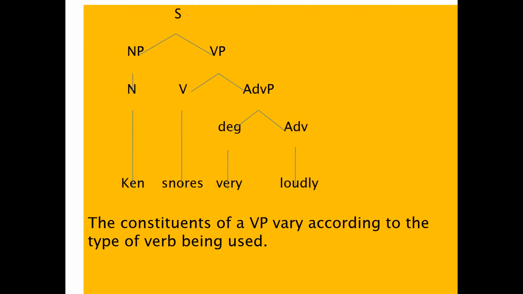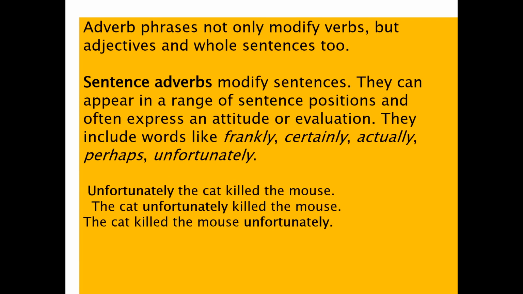If I say carefully, Ahmed cleaned the room, carefully modifies the whole sentence. Ahmed carefully cleaned the room means that Ahmed did the cleaning while paying attention to everything in the room. But he cleaned the room carefully means that he did not leave even a piece of dust. The constituents of the verb phrase vary according to the type of verb being used, and so on.